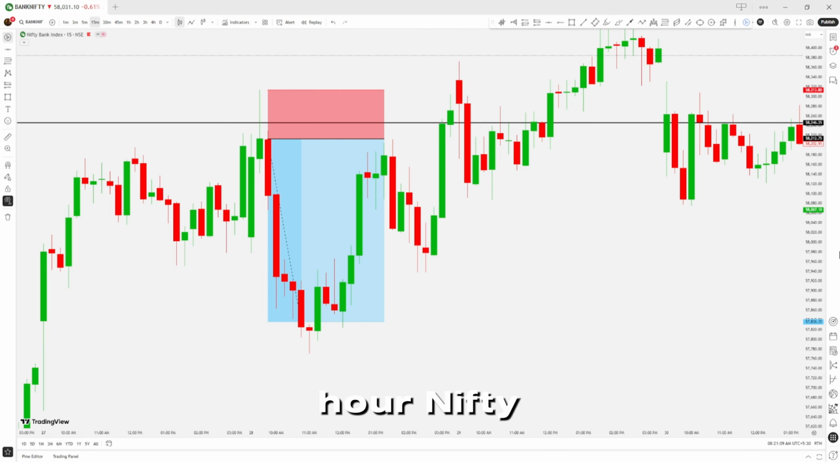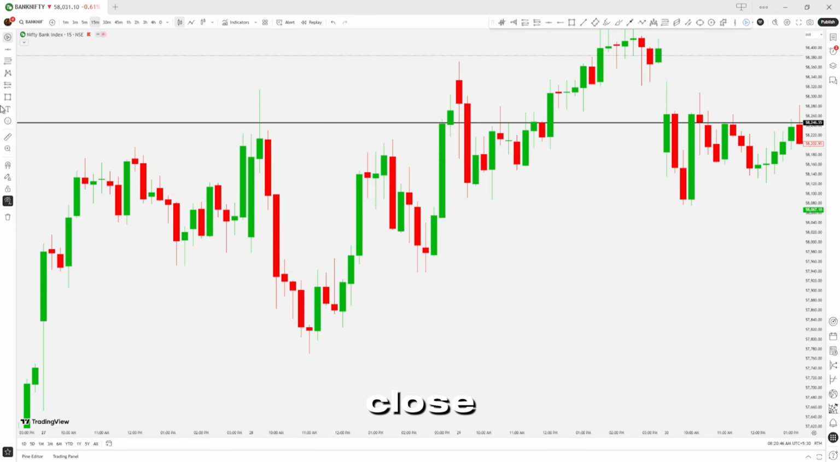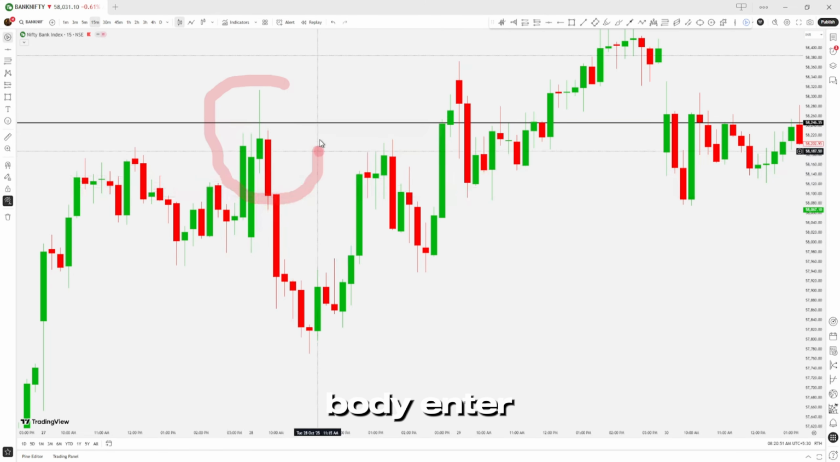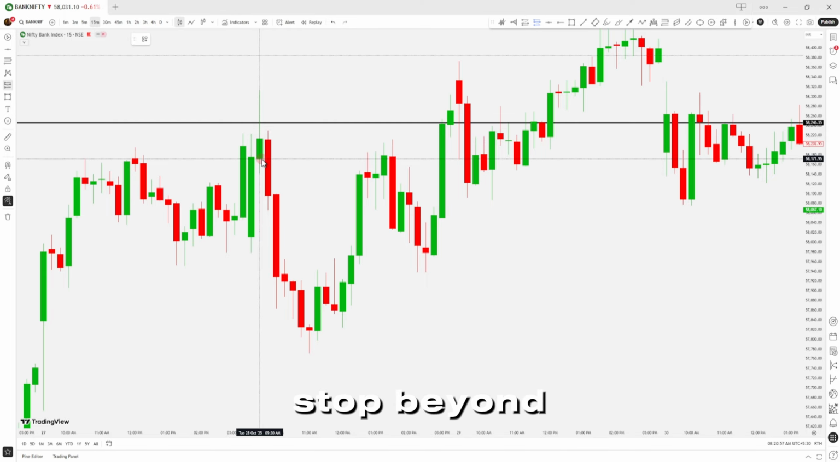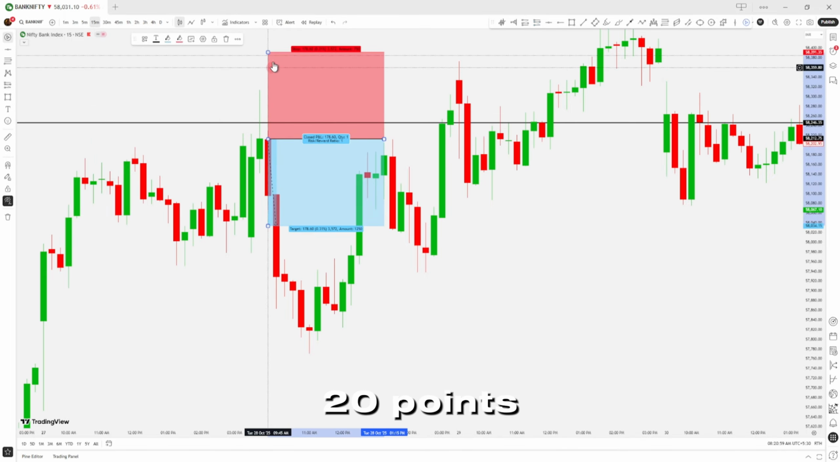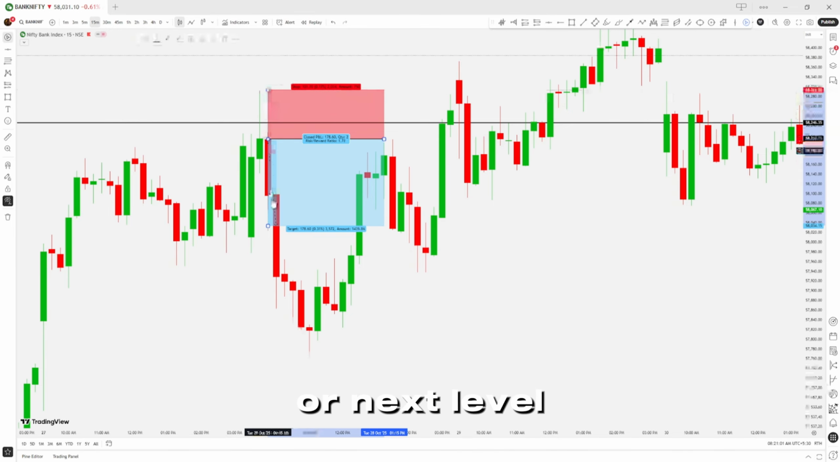On a 1-hour Nifty chart, mark key levels like 24,000 or last day's close. The wick must stretch past by 20 points, and close opposite with a small body. Enter on the rejection close in the reverse direction, short below for a down rejection. Stop beyond the wick, 20 points. Target twice the wick length or the next level.